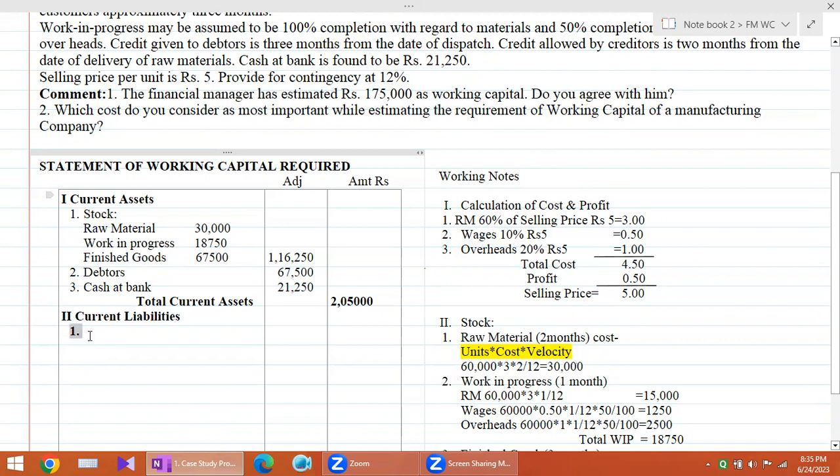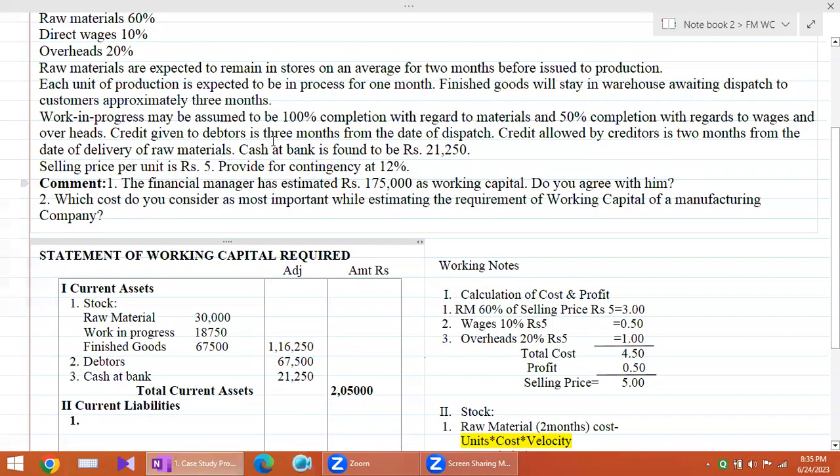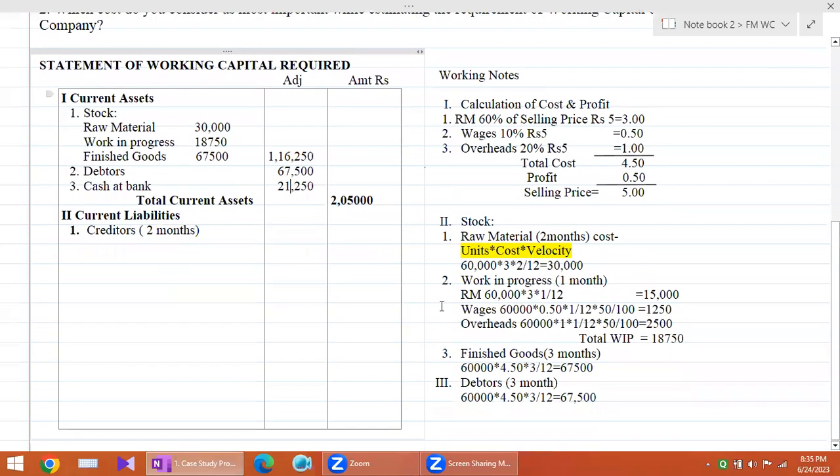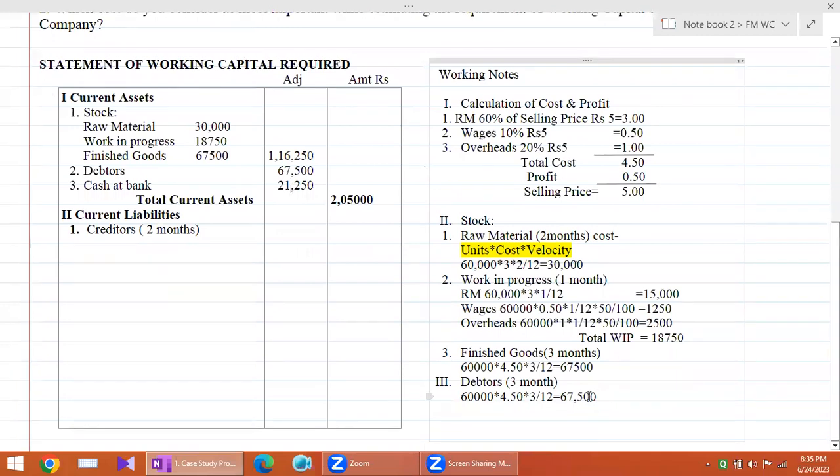The creditors, right? See here, debtors is over, credit allowed by creditors is 2 months. Right here, creditors. Write in bracket, velocities. Complete the bracket. So this should not be in bold. Yeah. So calculation of this. Debtors is done. Now we'll do the calculation of creditors.